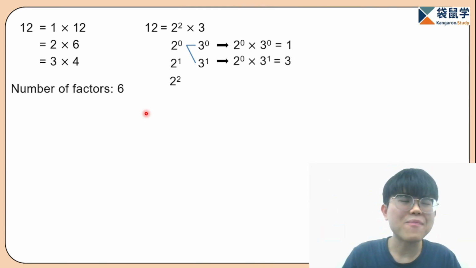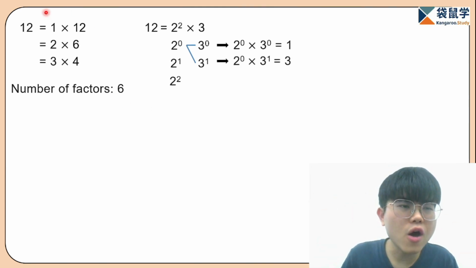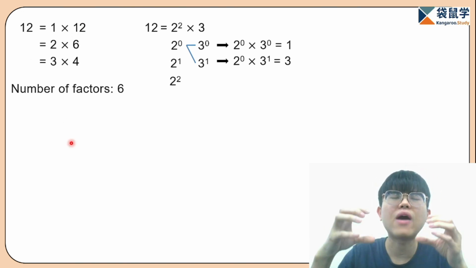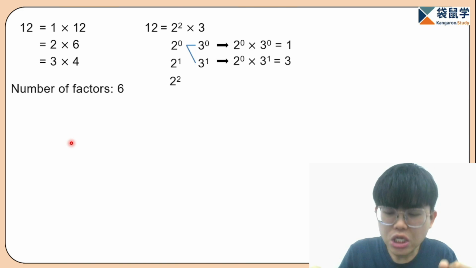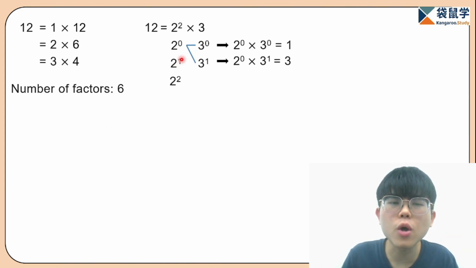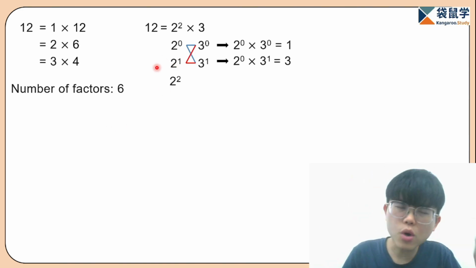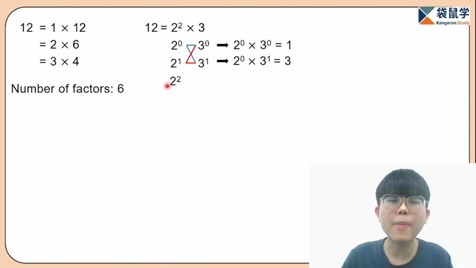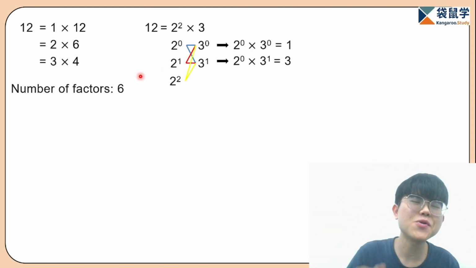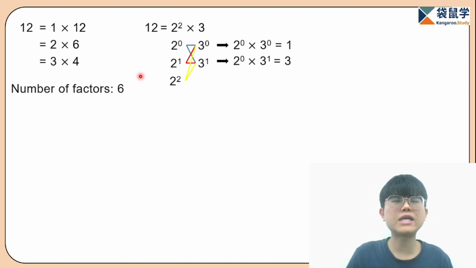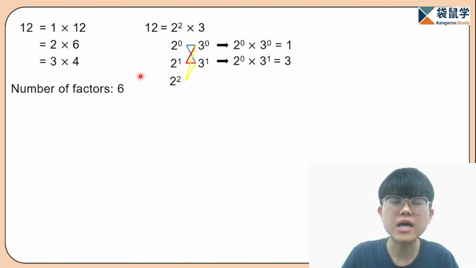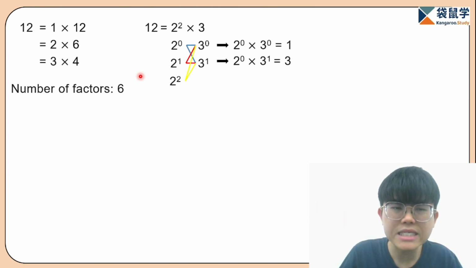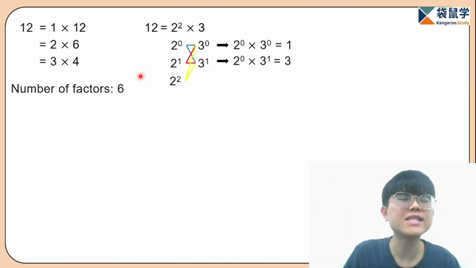Now everyone can see that all of our 6 factors are actually made out of pairs of our prime factors. We can also have 2 to the power 1 paired up with 3 to the power 0 and also 3 to the power 1. We can also have 2 to the power 2 paired up with 3 to the power 0 and 3 to the power 1. So we can see that all our factors are made out of our prime factors. So everyone, in this case, how do we calculate the total number of factors?